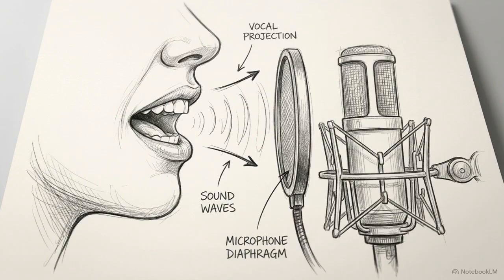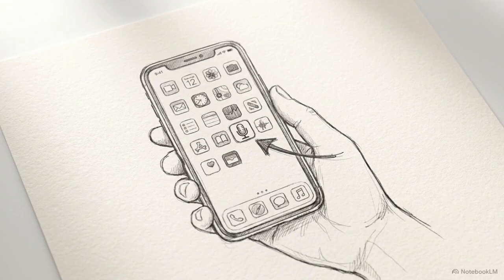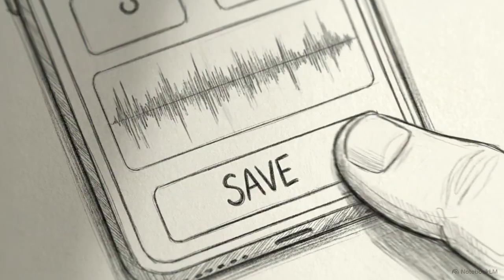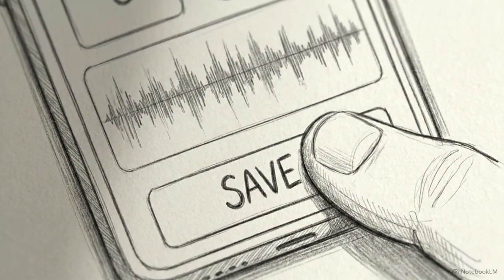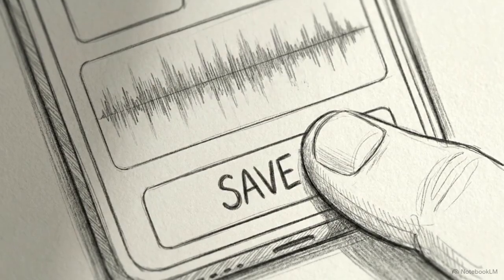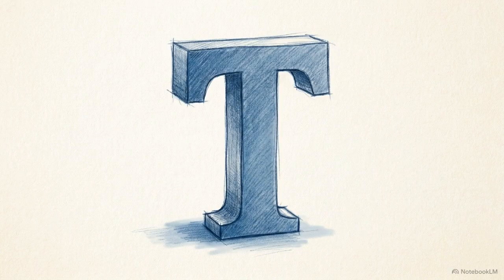Before we break down the mechanics, you need to capture a baseline of your current pronunciation. Open a voice recording app on your phone, hit record, and read this sentence out loud at your normal pace. Today, I want some water, but the internet is hot. This before audio is the only objective way to measure the physical transformation your voice will undergo over the next 5 minutes. We begin with the true T.